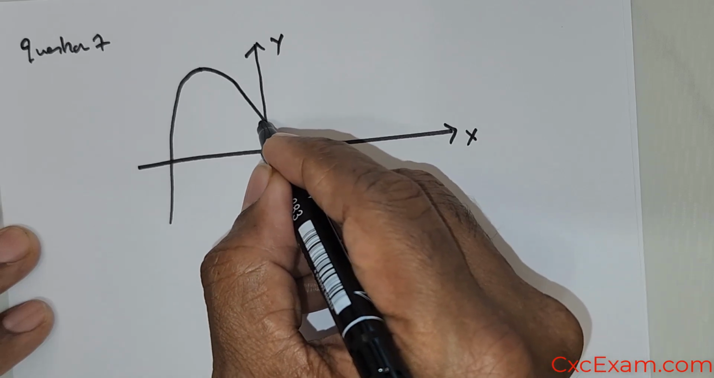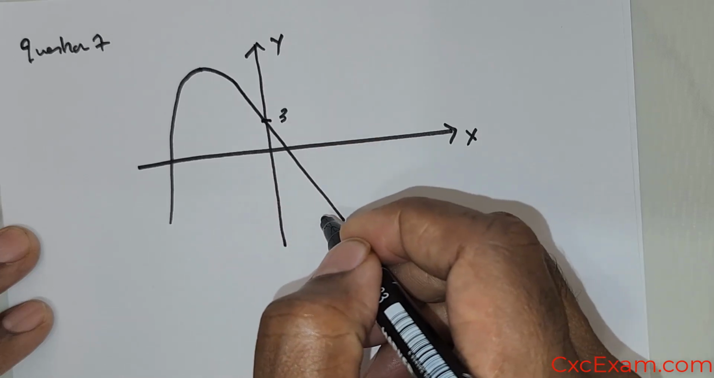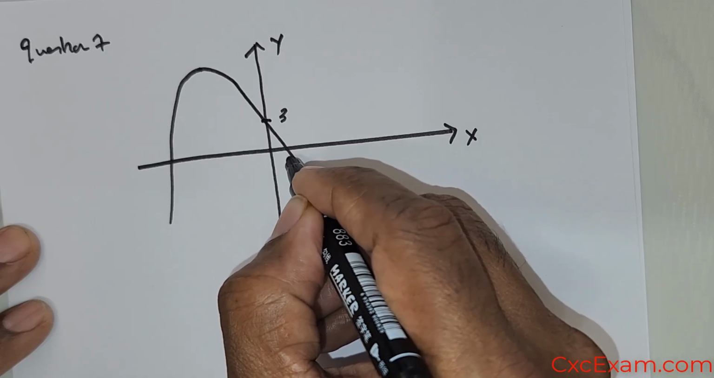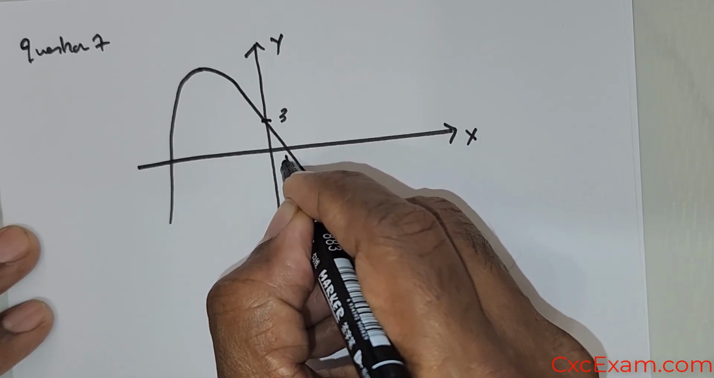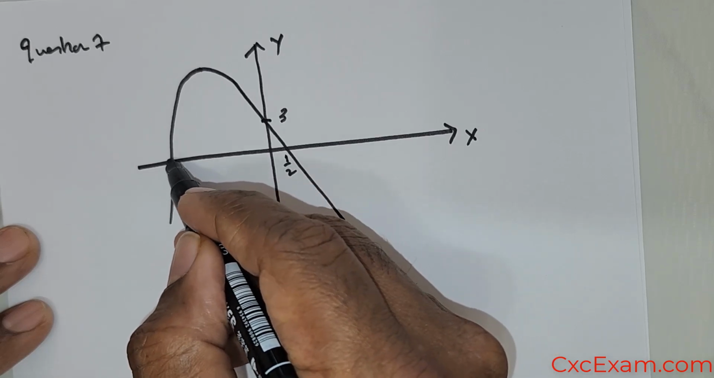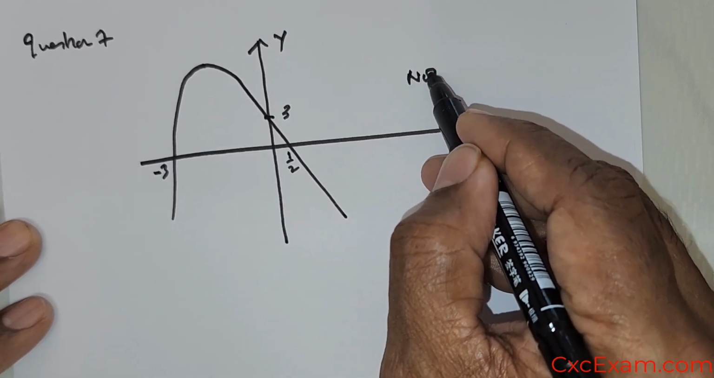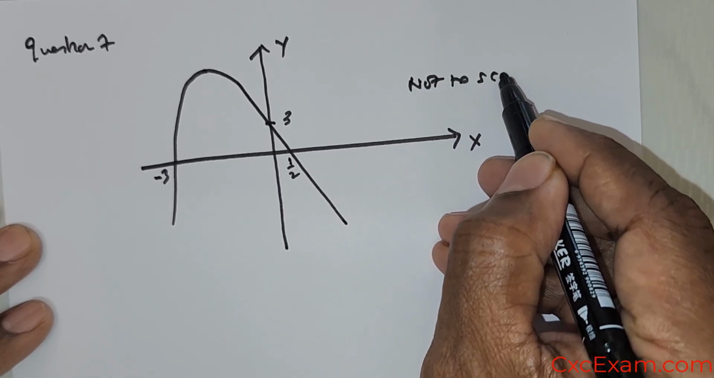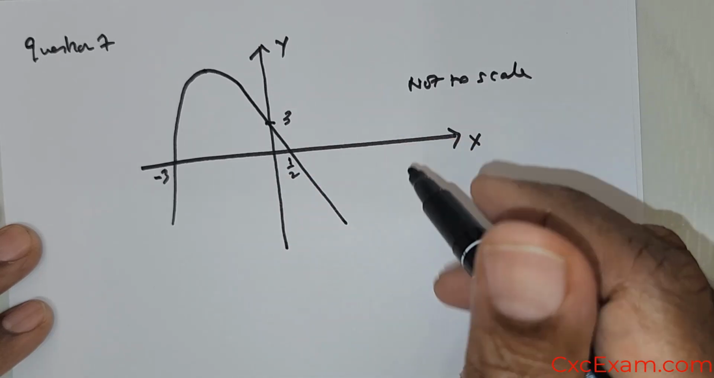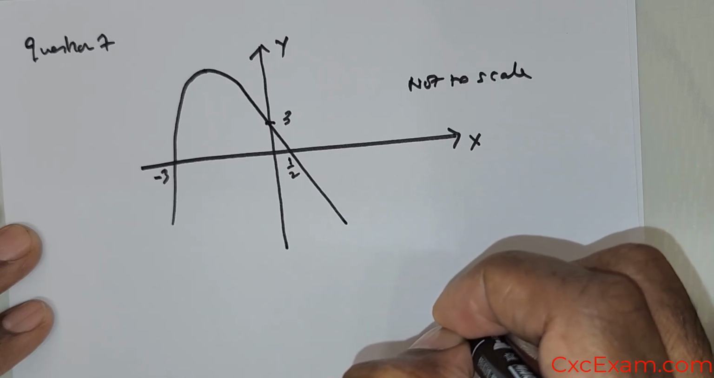Now the point on which the intersection is made on the y-axis is 3. The point on which the intersection is made on the x-axis is 1/2. And over here the intersection is -3. Figure is not to scale, so this is just an approximate figure. I have posted the question on the screen. You can have a look at it.